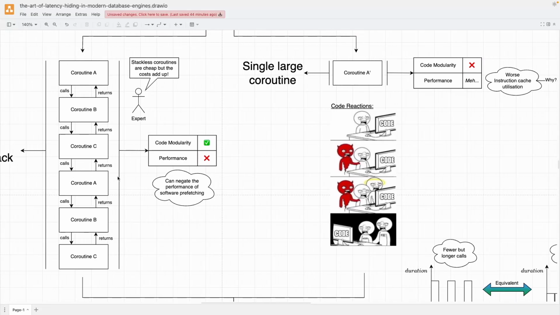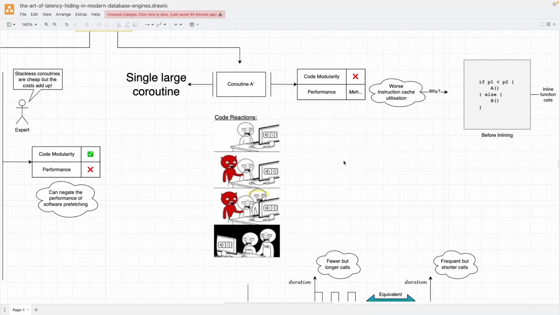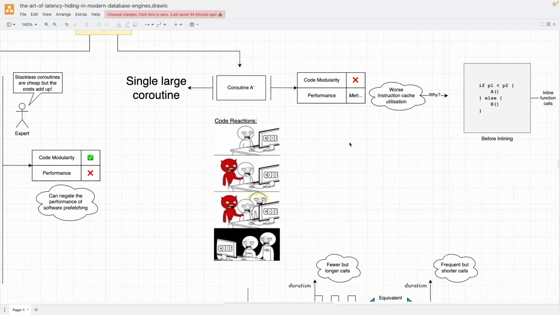But the problem is that when you have a single large coroutine where everything is just squashed together, your code looks horrible. It's difficult to maintain. Things are repeating all over the place. Imagine if you had a function which you called in 10 places. In all those 10 places, you're going to copy paste the body of that function. Lot of code repetition. It's not going to be something nice to work with. So your code modularity is definitely out. That's not going to happen.